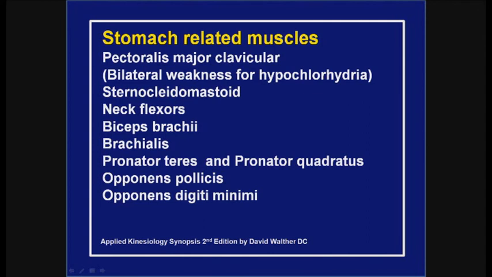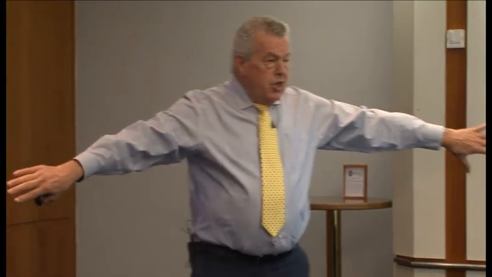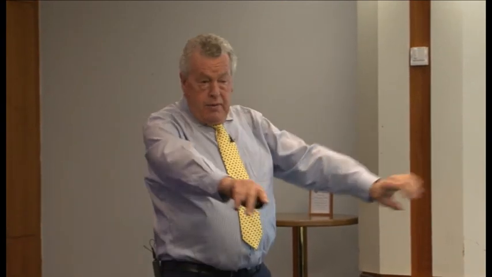Now we need to look at some stomach-related muscles, and these would be the ones that we would choose. So we have pectoralis major clavicular, and particularly if it's bilaterally weak, traditionally in applied kinesiology, this is a sign of low hydrochloric acid in the stomach. If it's unilaterally weak, it's certainly the stomach involved, or could be.